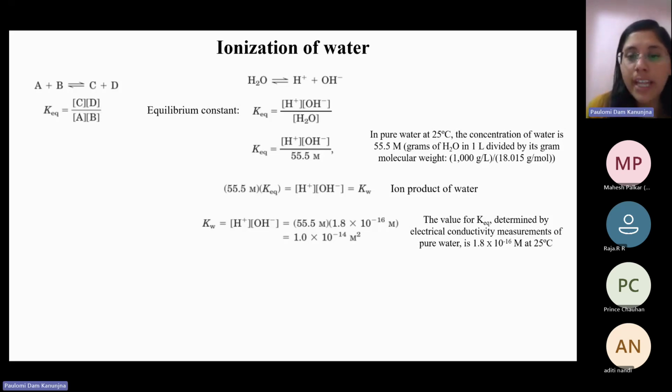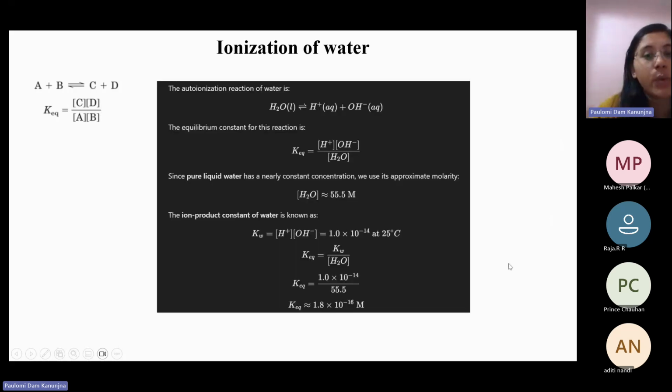Okay, then I'm assuming that this part made sense to you. Now, you people did not ask me why this is 1.8 into 10 to the power minus 16. How did this value come? So this value came from this equation, this whole value which was determined by the electrical conductivity. This is what the equation is where you can determine the value.